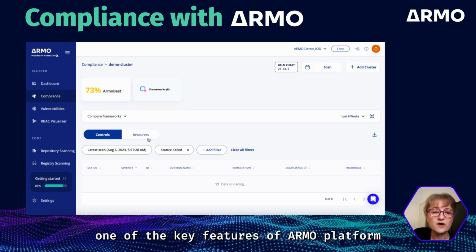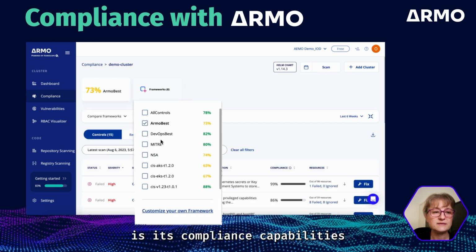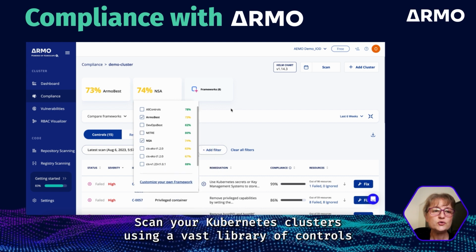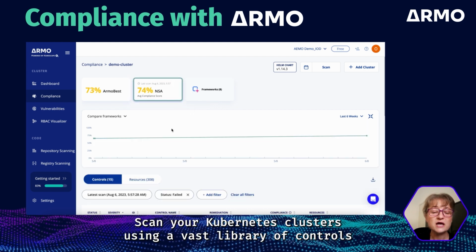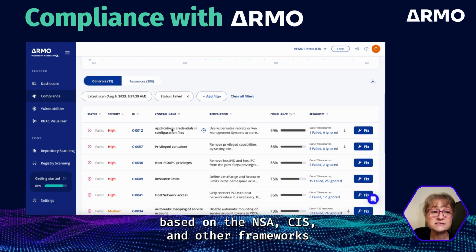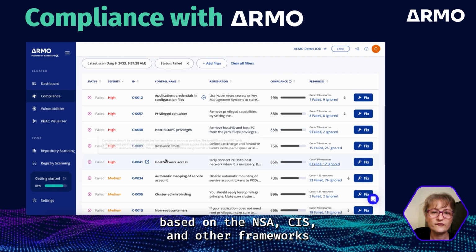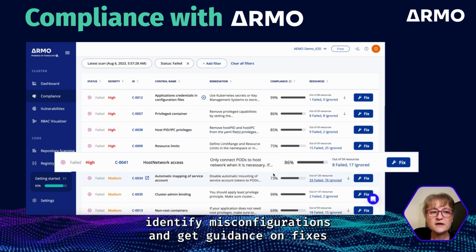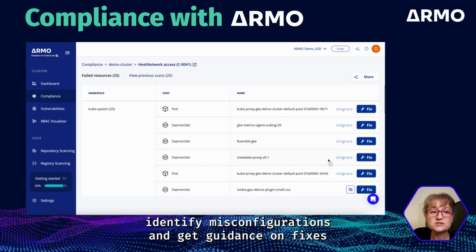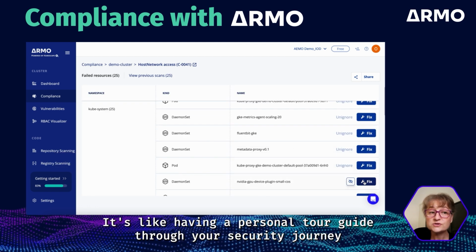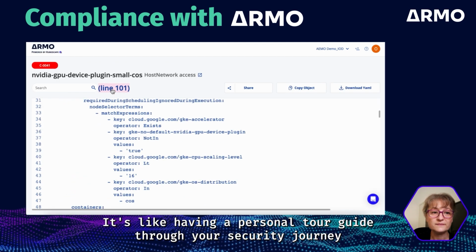One of the key features of ARMO platform is its compliance capabilities. Scan your Kubernetes clusters using a vast library of controls based on the NSA, CIS, and other frameworks. Identify misconfigurations and get guidance on fixes. It's like having a personal tour guide through your security journey.